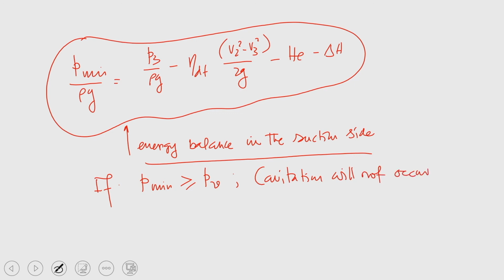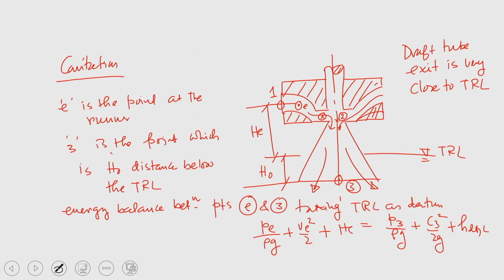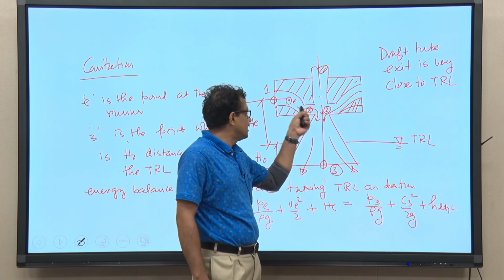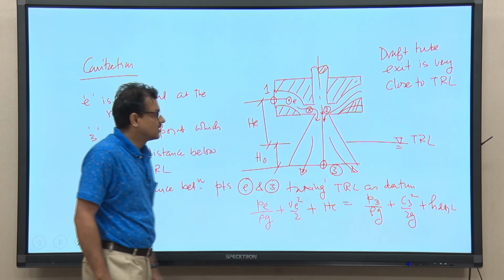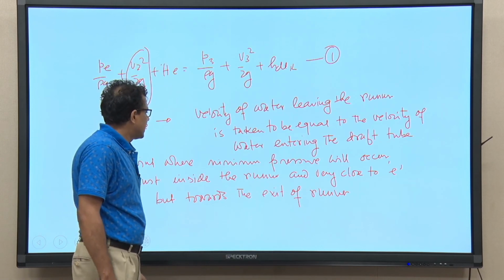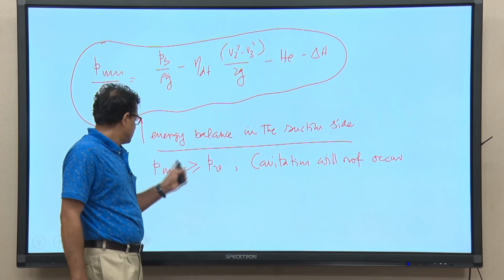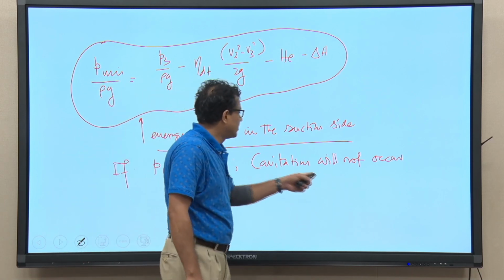So, cavitation will not occur if the minimum pressure... We did not take point 2, we did not assume that the pressure will be minimum there. Rather, we have taken a particular point where the pressure will be minimum, and we have considered that it would be inside the runner, towards the runner exit. By doing this energy balance, we have arrived at this expression: if P minimum by rho g, or P minimum, is greater than P v at the prevailing temperature of the working fluid, cavitation will not occur.